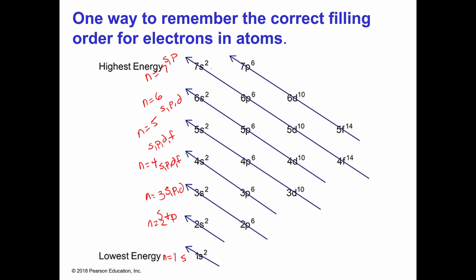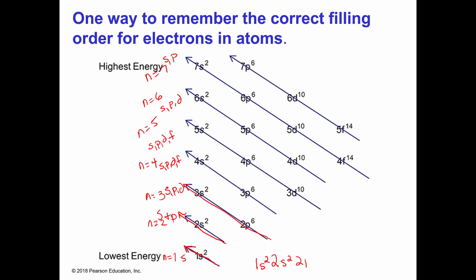And then what they're showing you with these arrows is you go back to the beginning and you do an arrow. And so the order is 1S, and it can hold 2. And then 2S can hold 2.